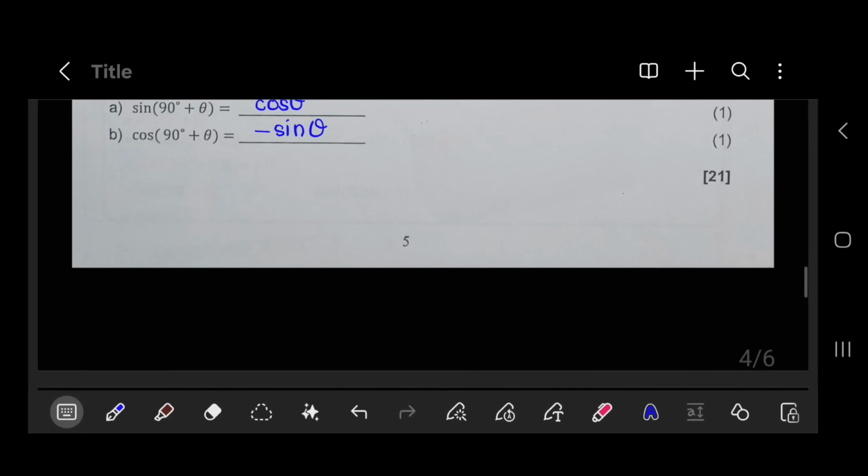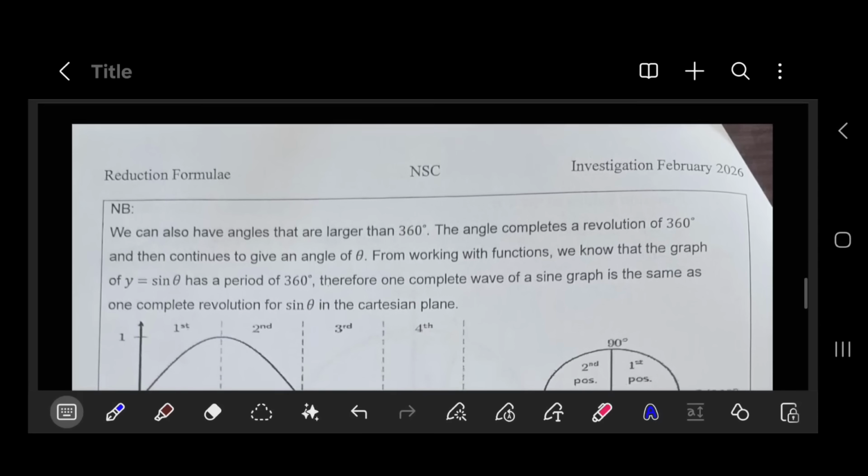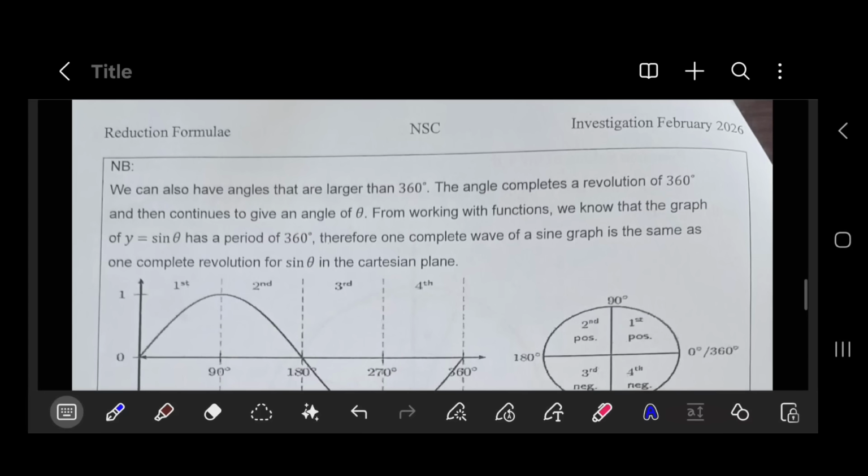Okay, we are now ready to go on to the next question. It's quite a bit of information given. Let's read. It says, we can also have angles that are larger than 360 degrees. The angle completes a revolution of 360 degrees and then continues to give an angle of theta. From working with functions, we know that the graph of y is equal to sine theta has a period of 360 degrees. Therefore, one complete wave of a sine graph is the same as one complete revolution for sine theta in the Cartesian plane. Now, you know this.